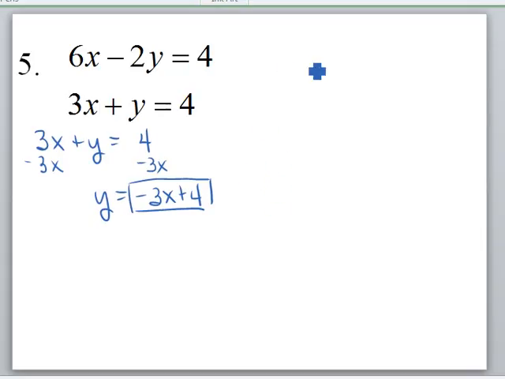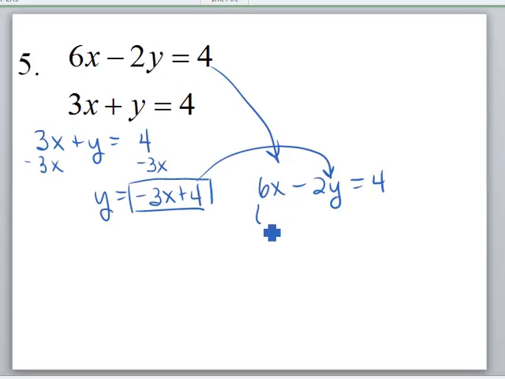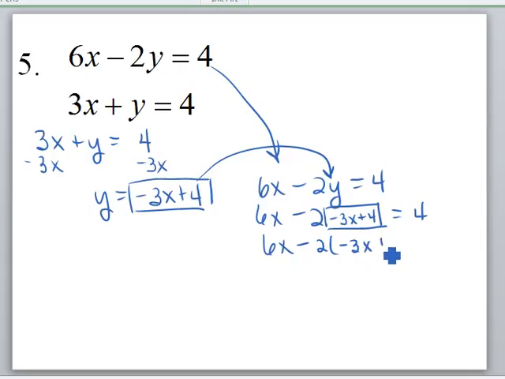It just happens to be that these examples have the y almost by itself, so I've been just substituting in for y. So I'm going to use my first equation then. I'm just copying it down here since I solved for my second equation. And I'll substitute in for y again. So I have 6x minus 2. Remember, y is being replaced by the box, equals 4. What goes inside the box is a negative 3x plus 4. So I have 6x minus 2 times negative 3x plus 4 equals 4.